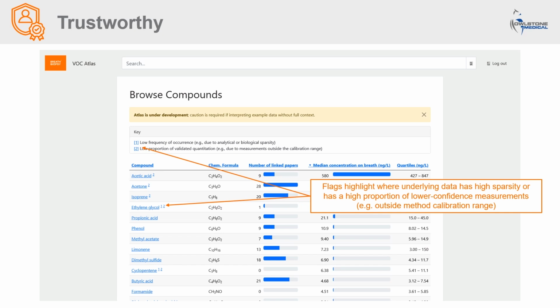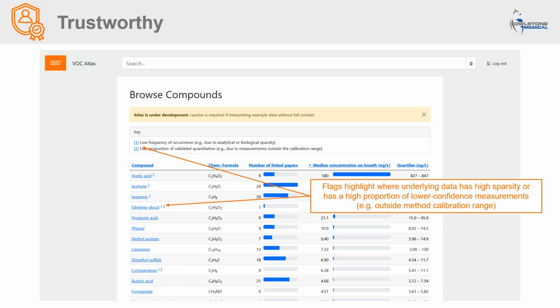So that's the median concentration and the upper and lower quartile concentrations that we see on breath. But we've been careful to provide flags that highlight instances in which some of the data falls below that level of validated analytical quantitation. So you can see those examples here.